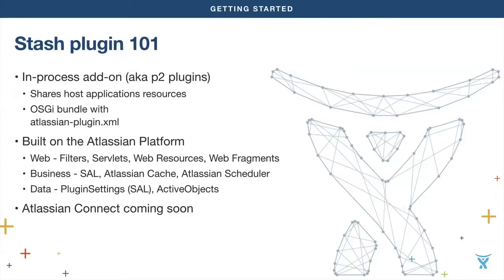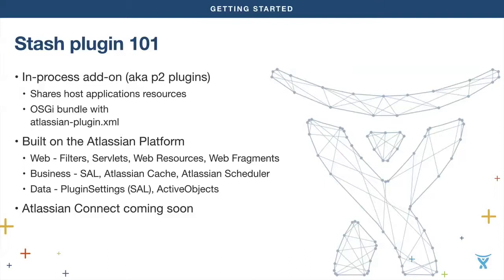Who here has developed an Atlassian add-on before? Raise your hand. It's about half. So a Stash plugin is an in-process add-on, so it runs within the same JVM as Stash itself. So it's sharing all of the same CPU and memory constraints of that JVM.